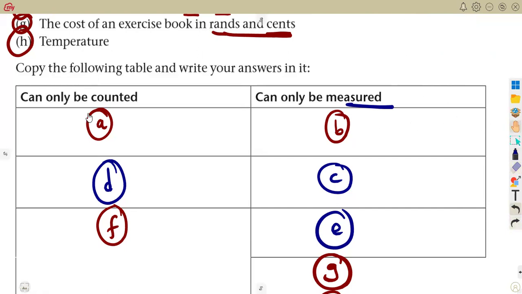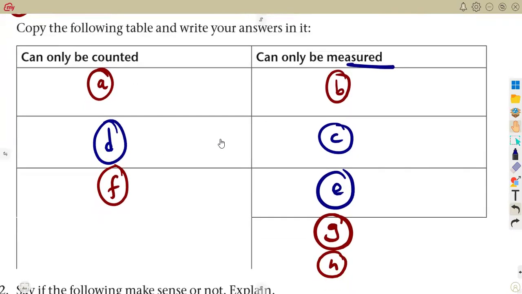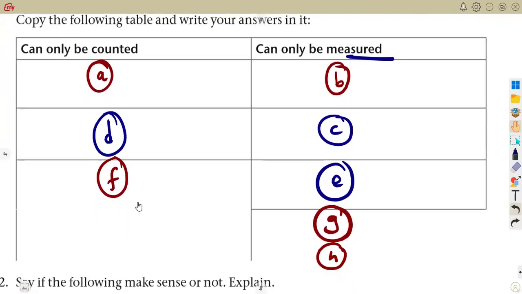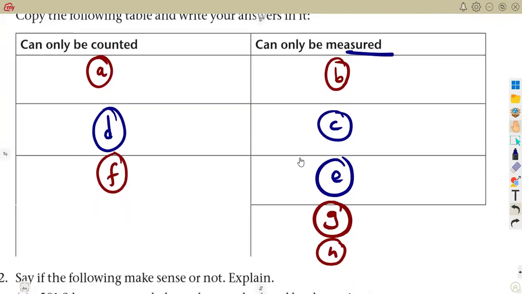But in counting, we don't accommodate decimals. When counting, it's whole numbers only, no decimals. No decimals, no. All right? So this is what you're supposed to have. These are the answers that we're supposed to have under counted. Answers that are under can be measured.